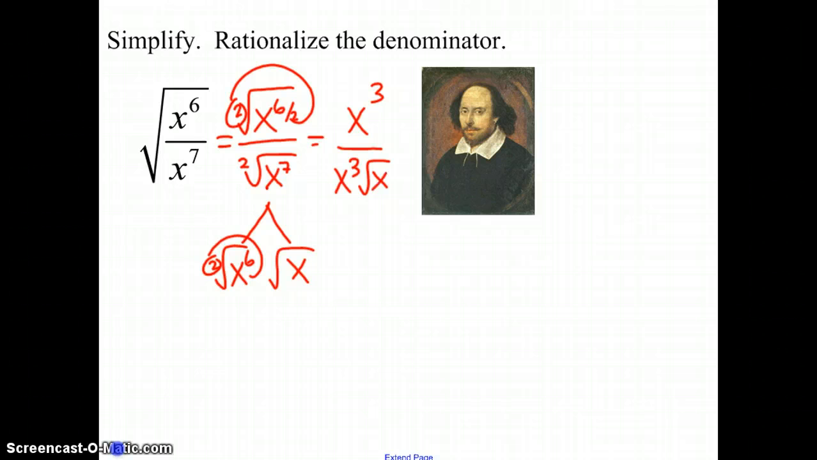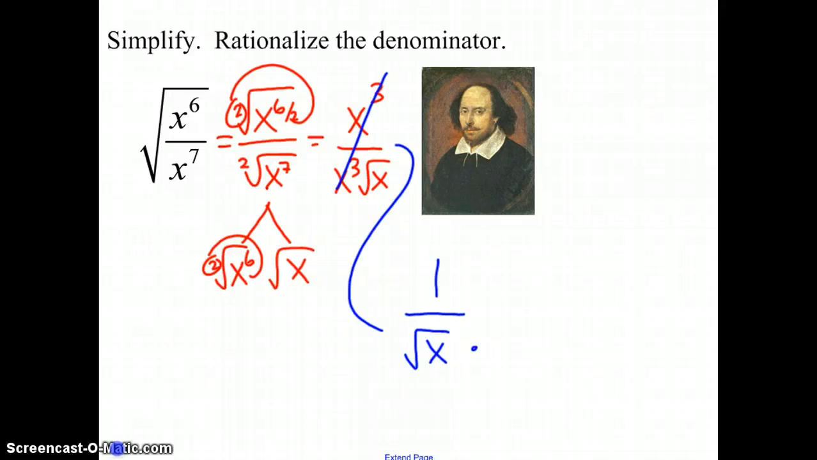Now most of you are probably realizing, wait a minute, x to the 3rd on top, x to the 3rd on bottom, those are going to cancel out. So that gives me 1 over the square root of x. But like I said before, square roots don't belong in the denominator. So what we do is we rationalize it. We multiply the top and bottom by the same thing. In this case, we're going to multiply top and bottom by the square root of x.